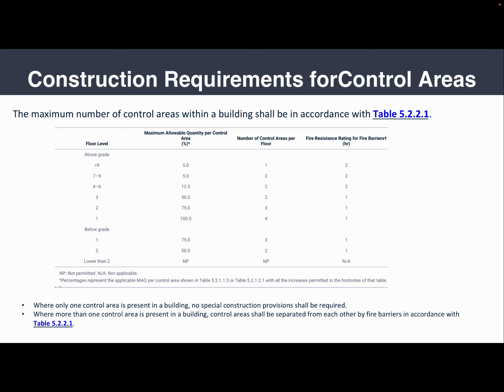And I have the construction requirements for control areas. For every floor level, the maximum allowable quantity will decrease, the number of control areas per floor will also decrease, and the fire resistance rating for the fire barriers will increase. For example, if I have my 64, which is the 100% per control area on the first floor, on the third floor it will be halved.